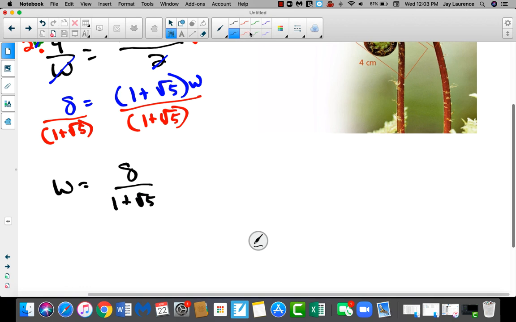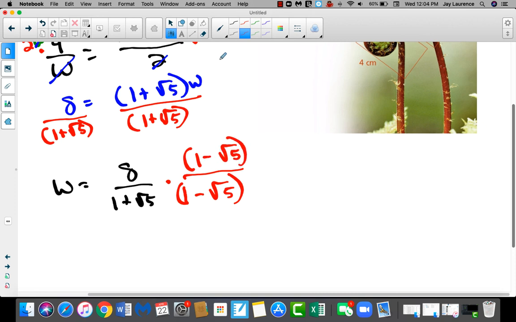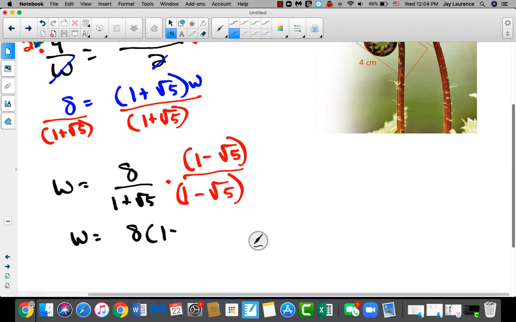But this is an irrational number. So I'm going to multiply by the conjugate. That's what this is called. I don't think I've mentioned that yet. It's the conjugate. I'll do it to both the numerator and denominator so that I'm only multiplying by a special form of 1, therefore not changing anything. So this will become W. Numerator of the right-hand side will become 8 times the quantity of 1 minus rad 5. And that'll be over 1 minus 5.